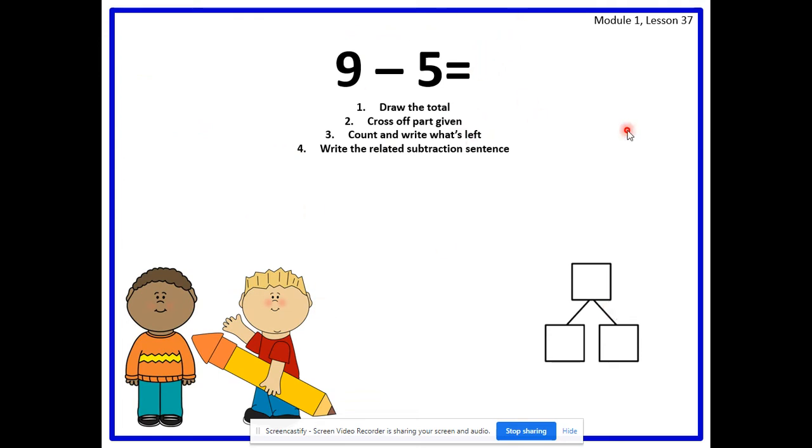Ready? Before we move on, make sure you have your whiteboard ready, or if you do not have your whiteboard with you, a paper and pencil. You can go ahead and pause the video and take out your whiteboard. Remember that if you don't have your whiteboard, go ahead and take out your paper and pencil. Ready? Let's begin. We are going to start with this problem. Go ahead and write 9 minus 5 equals.